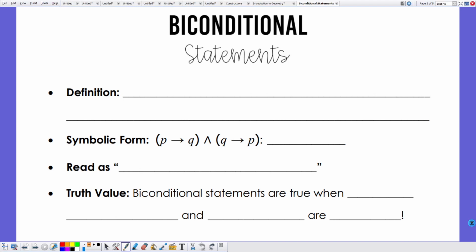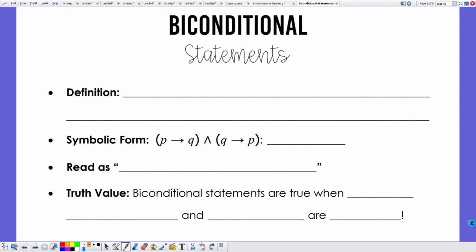Hello, everyone. So, as you can see, today we're going over something called biconditional statements. This is just an extension of the conditional statements we learned about in the last video. So, let's start with the basic definition.